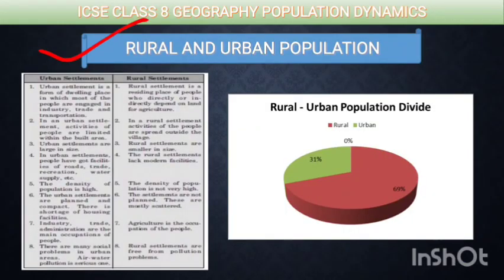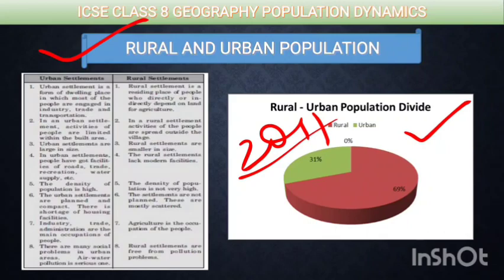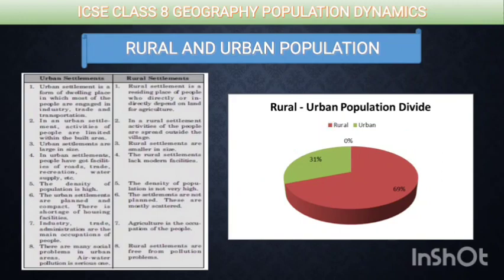Now we will discuss our last topic, that is rural and urban population. If you see the 2011 data, then almost 69% of population live in rural areas and only 31% live in urban areas. What is rural population and urban population? Urban population is a form of dwelling place in which most of the people are engaged in industry, trade and transportation. In the case of rural areas, basically people are engaged in agriculture.